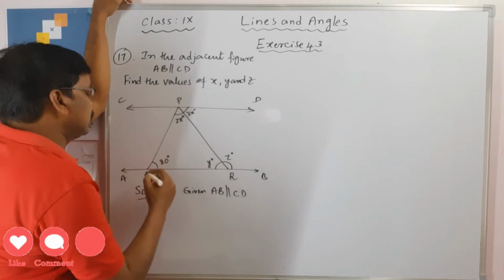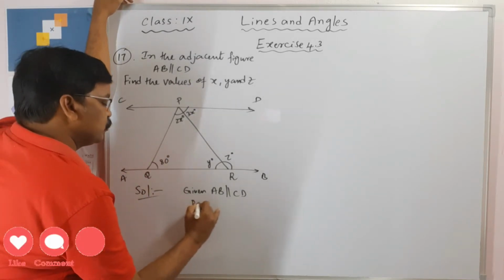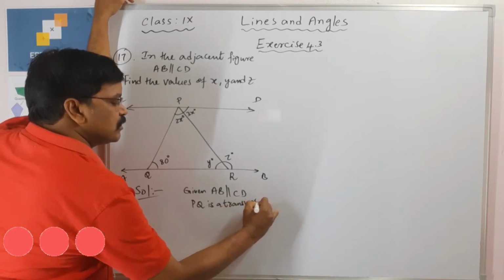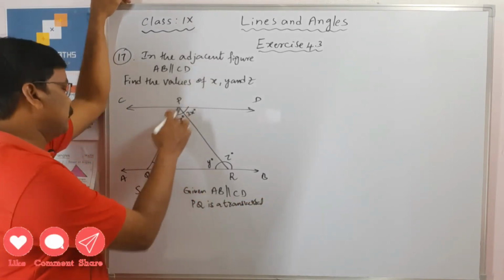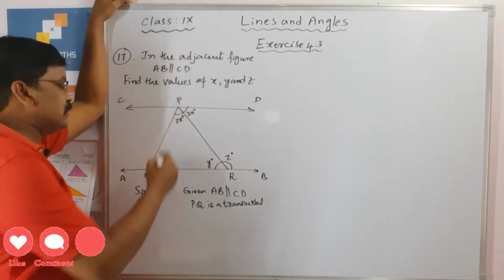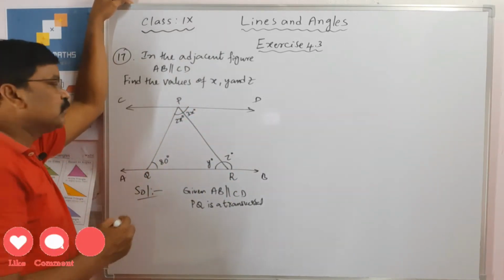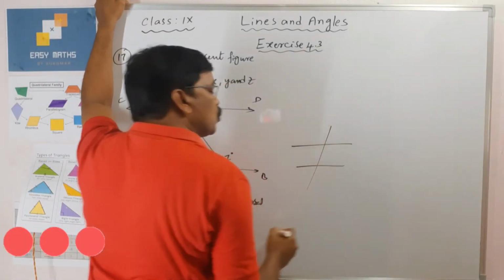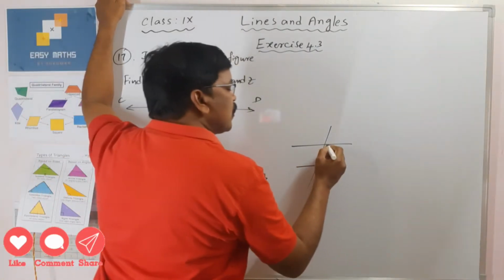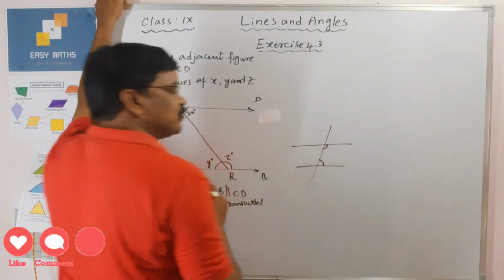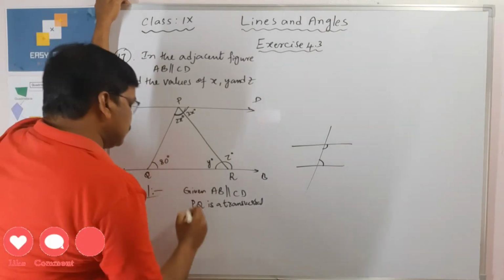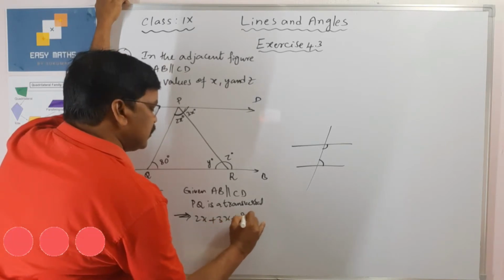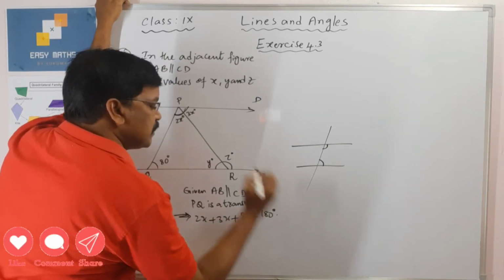Okay, let us take the transversal PQ. PQ is a transversal. Here actually there are two transversals. One is PQ and the other one is PR. See here, this PQ is a transversal. Then if a transversal intersects two coplanar parallel lines, the sum of the interior angles on the same side of the transversal are supplementary. That means here this 2x plus 3x plus 80 is equal to 180 degrees.